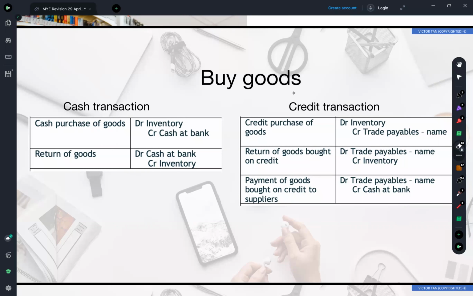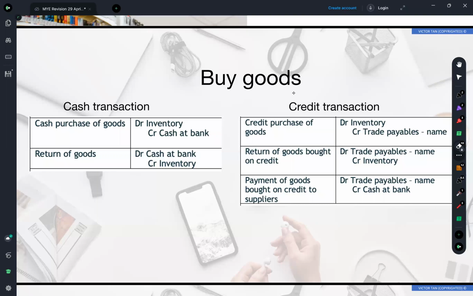Different businesses buy and sell different goods. A clothes shop will buy and sell clothes, while a bookshop will buy and sell books. So there are different kinds of businesses, but they all buy and sell things, correct? These goods are called inventory. Just now in my earlier slide, I mentioned that there are two different kinds of transactions: one is a cash transaction and one is a credit transaction.